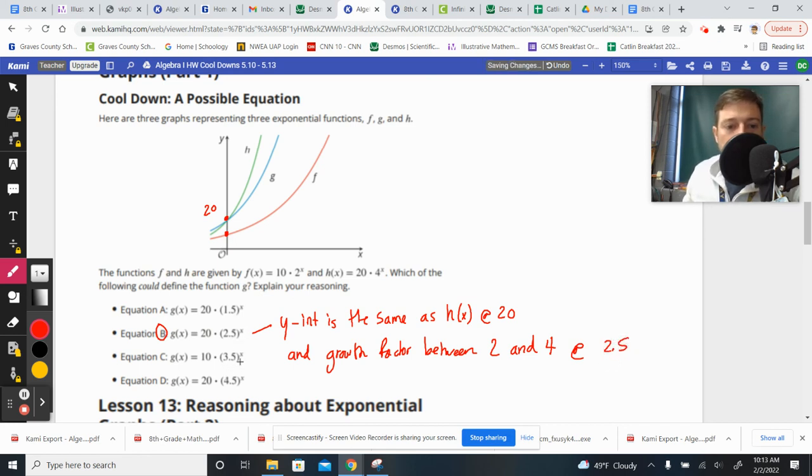This would be the only other one that I could pick based on growth factor, but since it doesn't go through the same y-intercept as h does at 20, that's why we're not picking C.